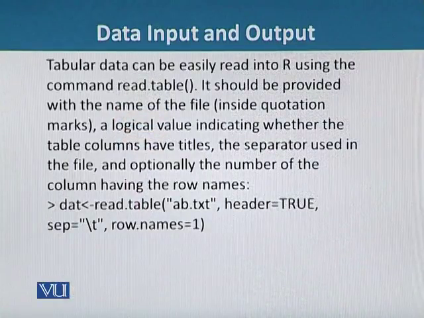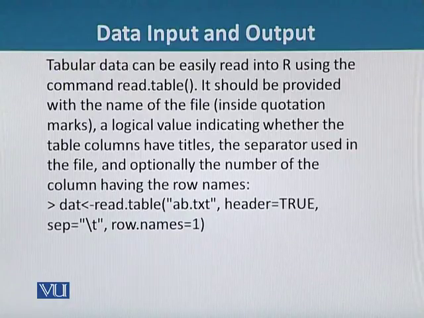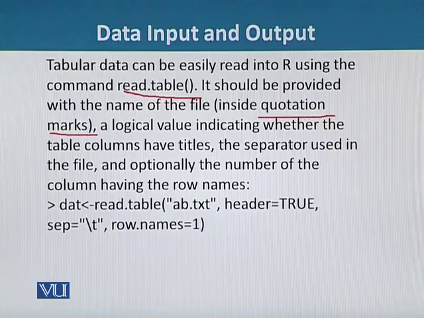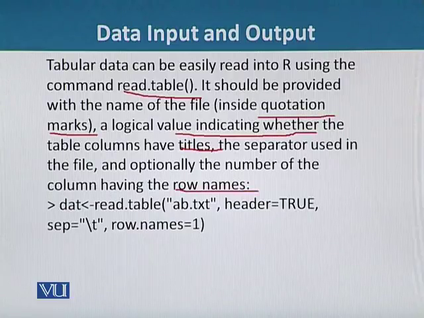So tabular data such as tab delimited text files can be easily read into R using the command read.table and then parentheses, in which we write the name of the table. It should be provided with the name of the file inside quotation marks, a logical value indicating whether the table columns have titles, the separator used in the file, and optionally, the number of the column that has the row names.